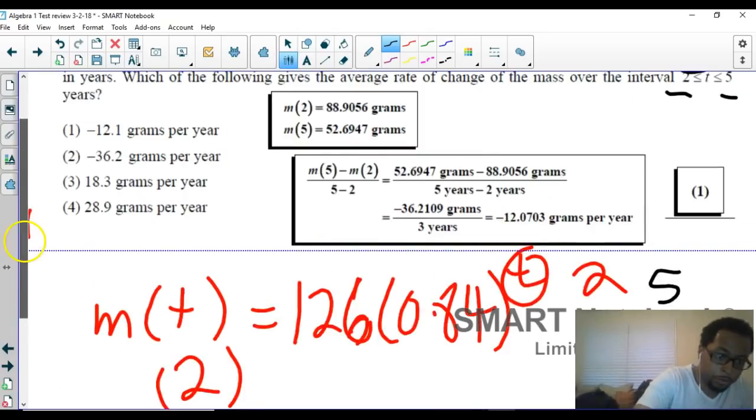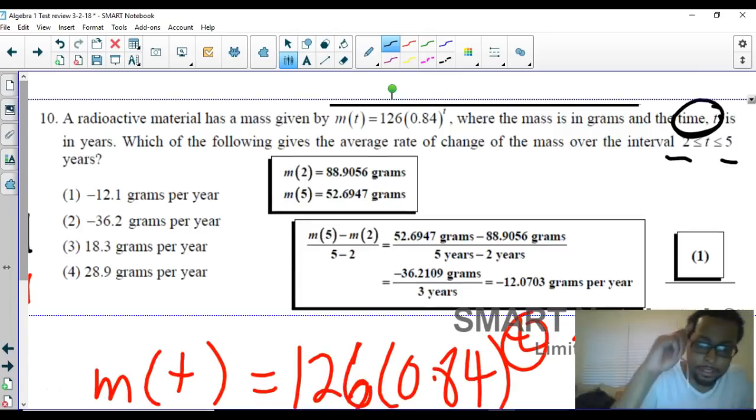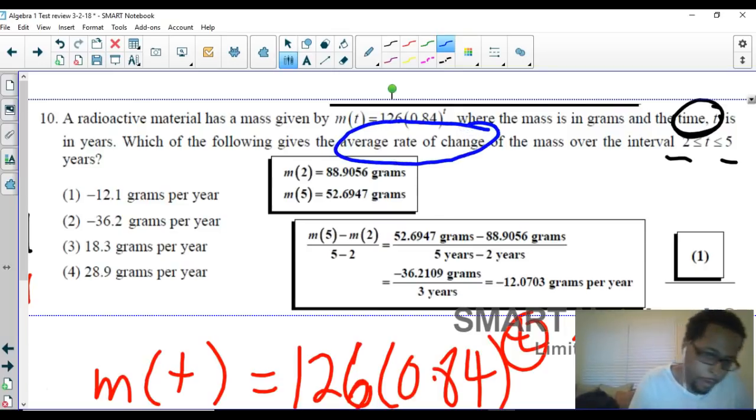So when we did 2, we got one answer, 88.9056. When we did 5, we got 52.6947. Now, here's a key to this question. There's one vocabulary word that tells you you have to do the rate of change. That vocabulary word is average rate of change. And if you remember average rate of change, and we talked about average rate of change, it is going to be the change over the years.